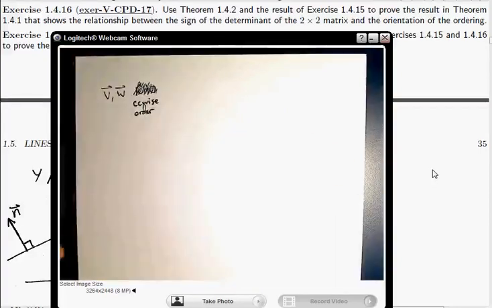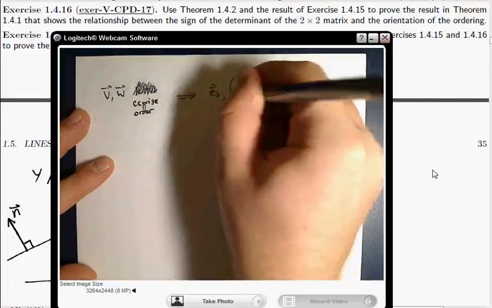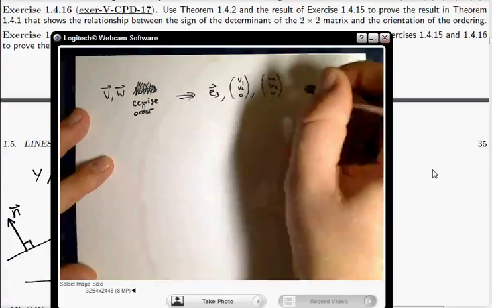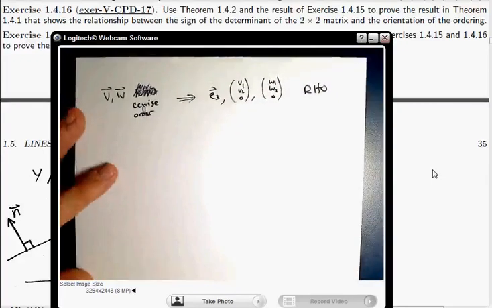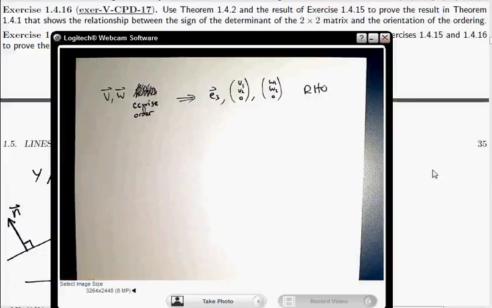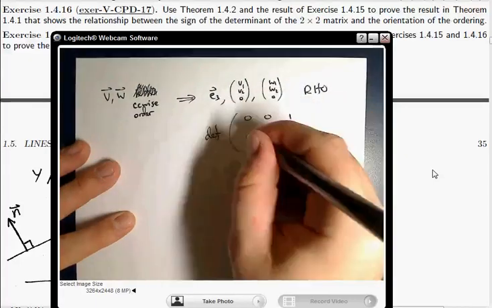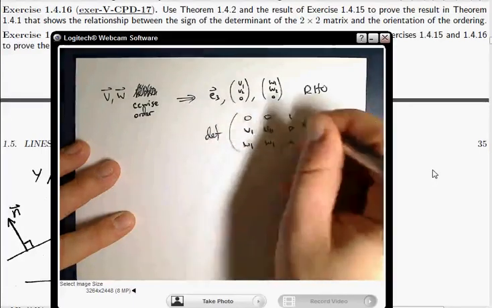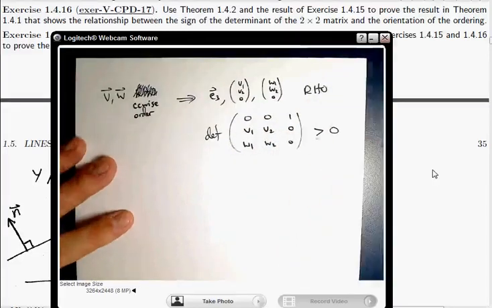All right, so now what we've concluded, what the previous exercise, CPD 16, tells us is that this means that E3, comma, V1, V2, 0, comma, W1, W2, 0 is in right-hand order. And we have a fact from this other theorem, the R3 theorem about order and signs of determinants, that says the determinant then of 0, 0, 1, V1, V2, 0, W1, W2, 0 is positive. Right, so this is that R3 theorem.